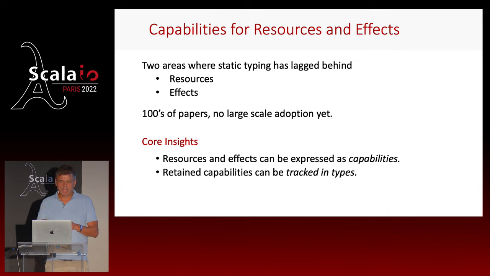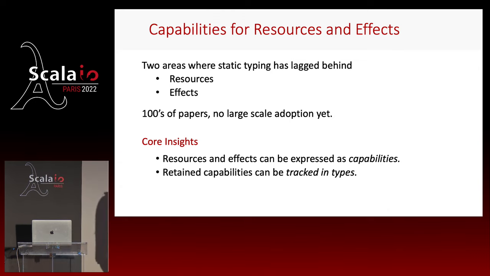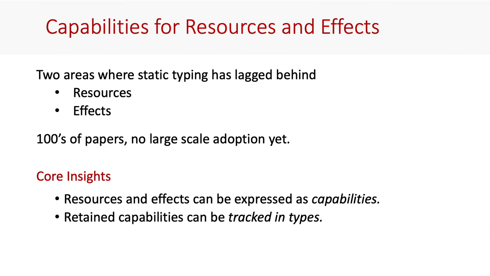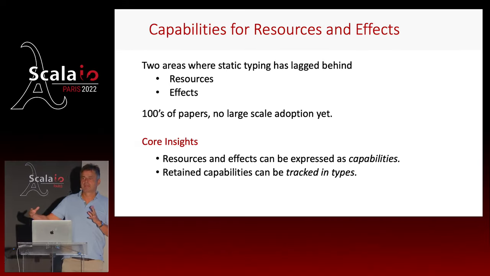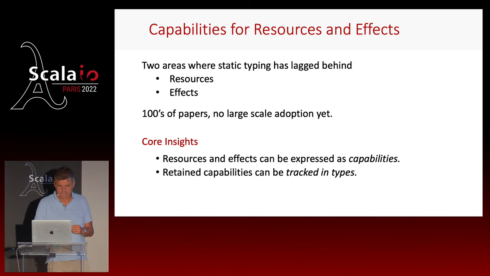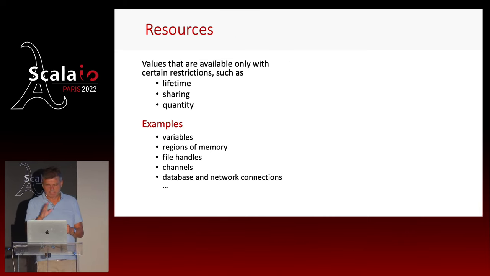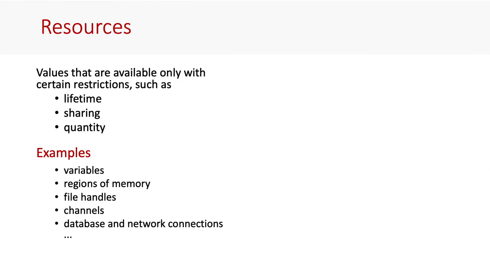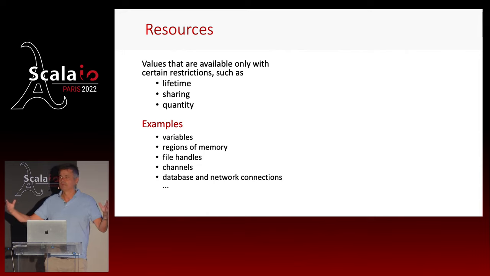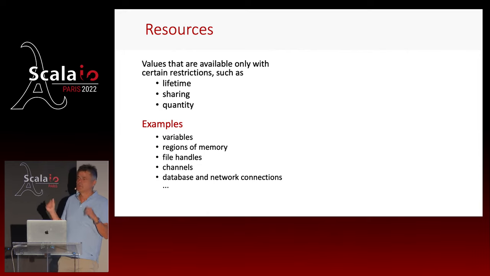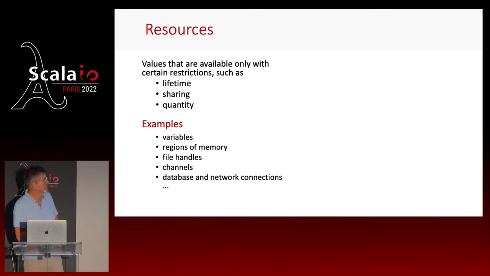So the core insights of what we're already doing is that we want to model resources and effects as capabilities. I'll explain what a capability is later. And we can track retained capabilities in types. So let's talk about what these terms mean. So what is a resource? A resource is a value that's available only with certain restrictions. A restriction could be lifetime, so limited lifetime, or sharing, can be used only exclusively by one thread or one computation, or quantity. Maybe you can have only one instance of a thing.